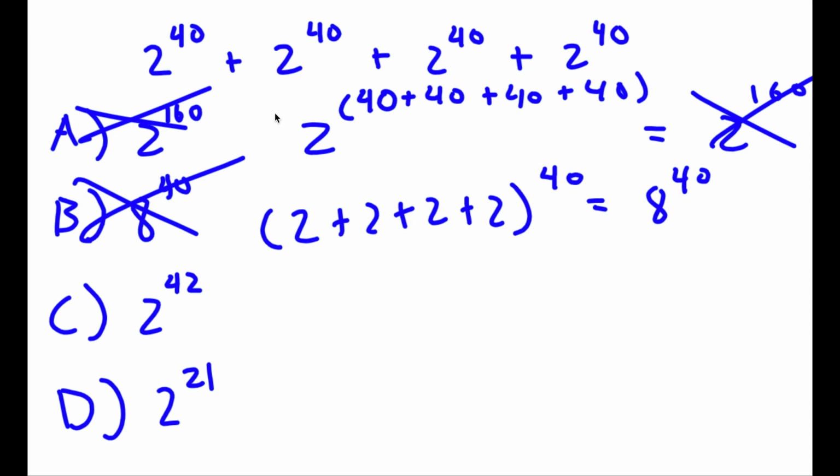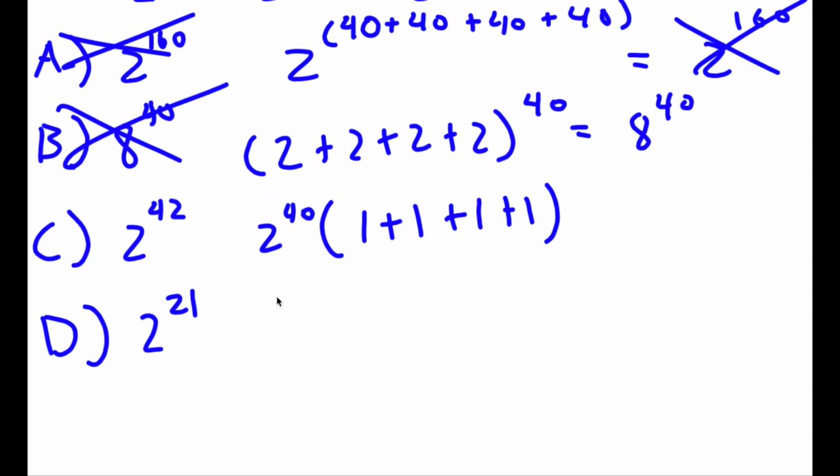Now for C, what you do is you first start by factoring out 2 to the power of 40. So now you have 2 to the power of 40 times 1 plus 1 plus 1 plus 1, because 2 to the power of 40 divided by 2 to the power of 40 is 1.